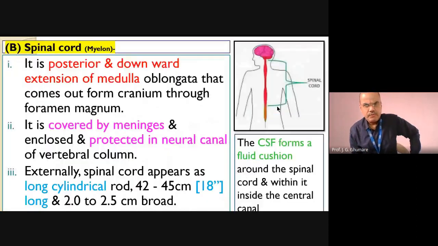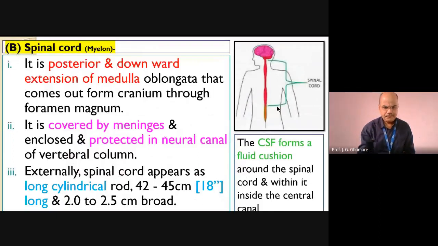The second part of the central nervous system we want to discuss is the spinal cord. See here, a simple diagram that I'm showing. This is the brain, this is the cerebellum, and the continuation of the brain is a tubular structure, the posterior and downward extension of the medulla oblongata. That will come out of the opening of the head, called the foramen magnum of the cranium. Remember, it is covered with a protective covering, the meninges, and protected in the neural canal of the vertebral column. We already discussed all these things. Remember, this is called the spinal cord, or myelon.